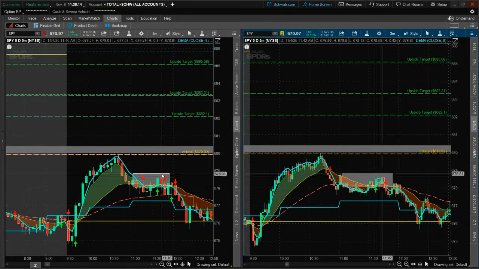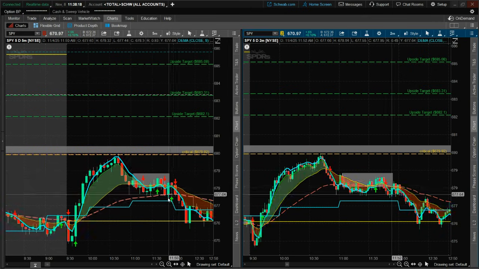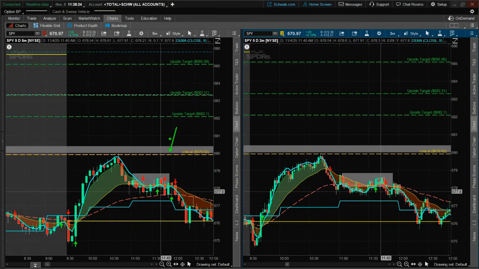Bam. Sells off right into open print. Well, not right into it. We had this pullback right here. But all in all, what are we doing? Playing critical level to critical level. If sellers hold here, I'm targeting here. If buyers hold here, I'll target up here.